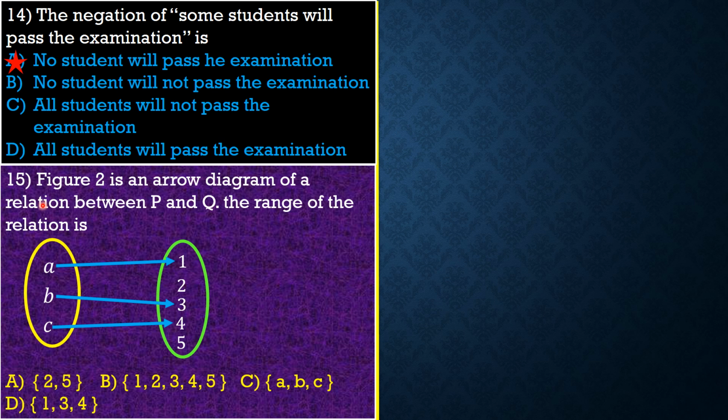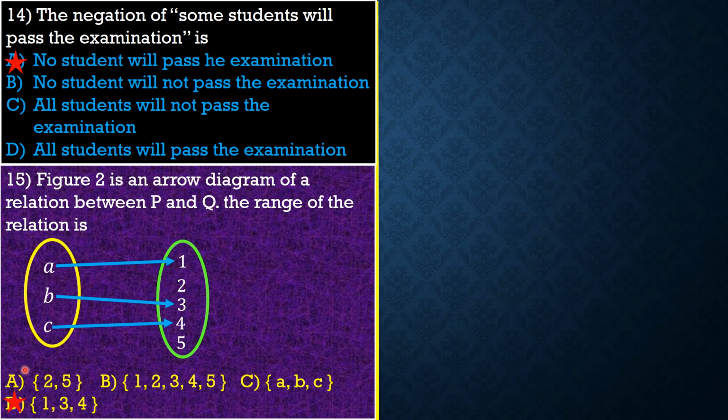So in the domain, A is mapped onto 1, right? B onto 3, C onto 4. So the range of this function has to be what? Those elements in the codomain that have elements assigned onto them. So it simply has to be 1, 3, and 4. So guys, option D is the best. Option D has to be the best option.